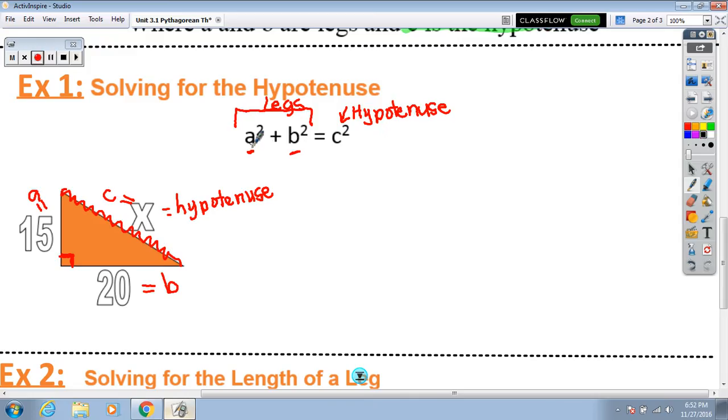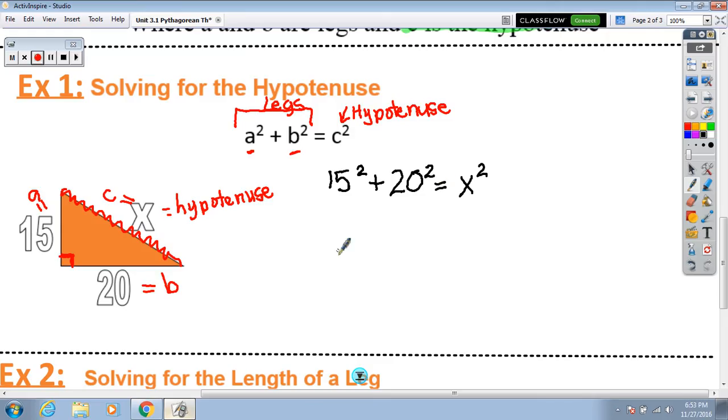Plugging in for A here, 15 is A. So I would have 15 squared plus B is 20. So where I see B in the formula, I'm going to put a 20 there, which makes this 20 squared equals, and the hypotenuse is C, but in this example they say that C is X, so I'll just say this is X squared. Now if you did not want to change your variable for C, you just wanted to write it as C squared, that's fine, no problem with that. So now we have an equation, we just need to solve it.